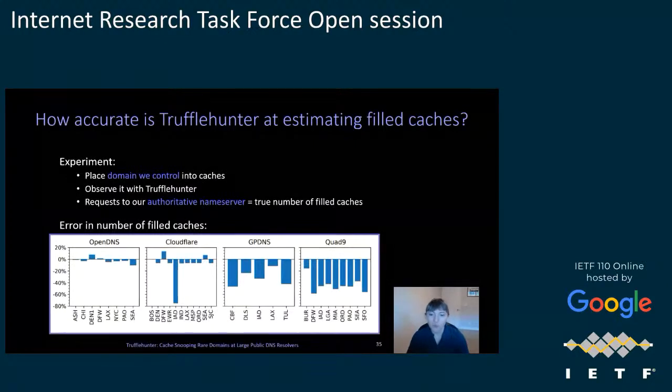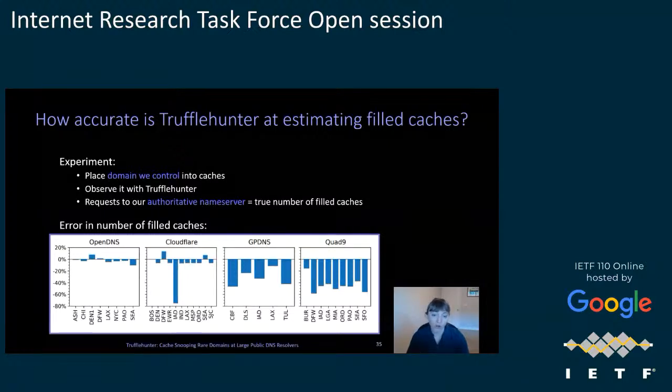And then Quad9 was very interesting. It had the same architecture as OpenDNS, so you would expect it to be just as easy to snoop. But as it turns out, Quad9 runs 2 types of software at each of their backends, and one of them refuses to respond to non-recursive queries. That's Unbound. So if it turned out to be that Unbound was the software that had cached our domain, that record essentially became invisible to us. So it does mean we can't observe about half of the filled caches at any Quad9 POP.